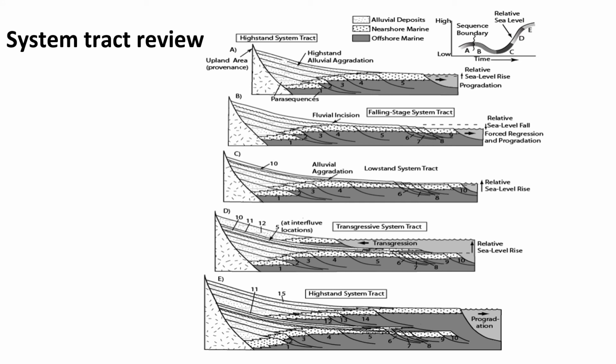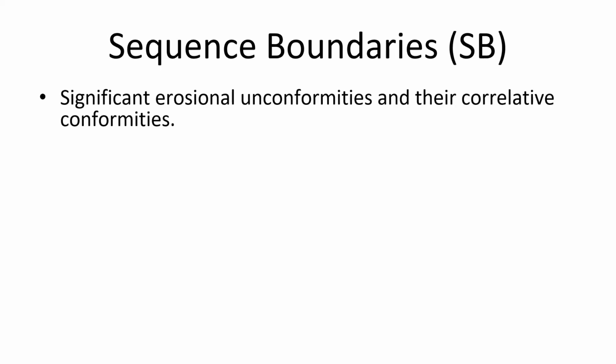So here's another review to look at the highstand systems tracts and what kind of parasequences. The geometry of the parasequence sets is very important. That's one of the ways of identifying these. Now, the boundaries that we have between our sequences can be quite a bit different, though. Sequence boundaries are those significant erosional unconformities and correlative conformities that we saw before.